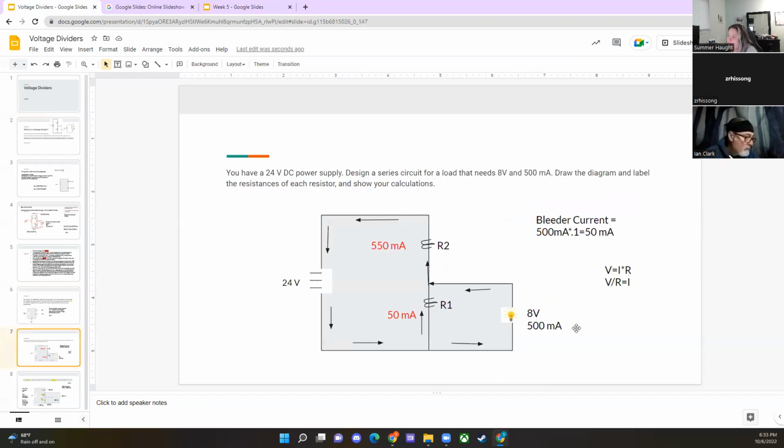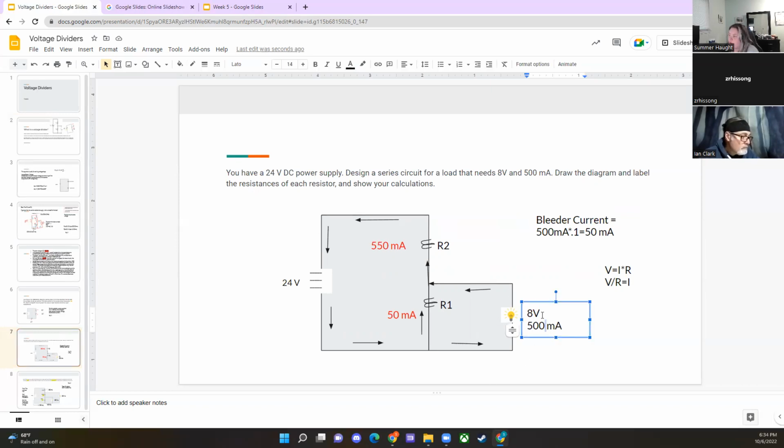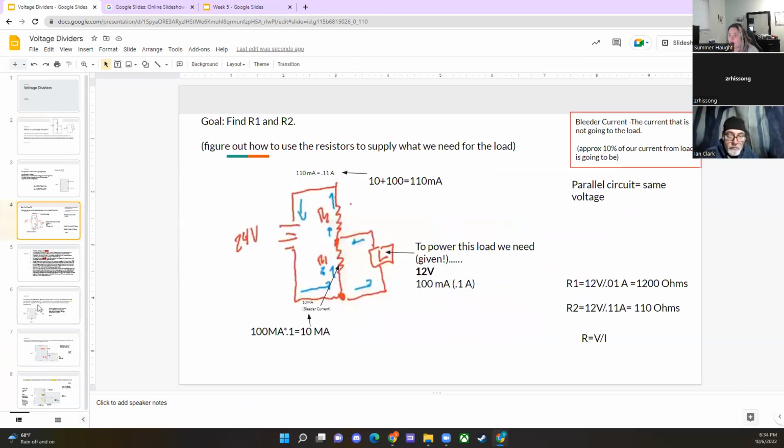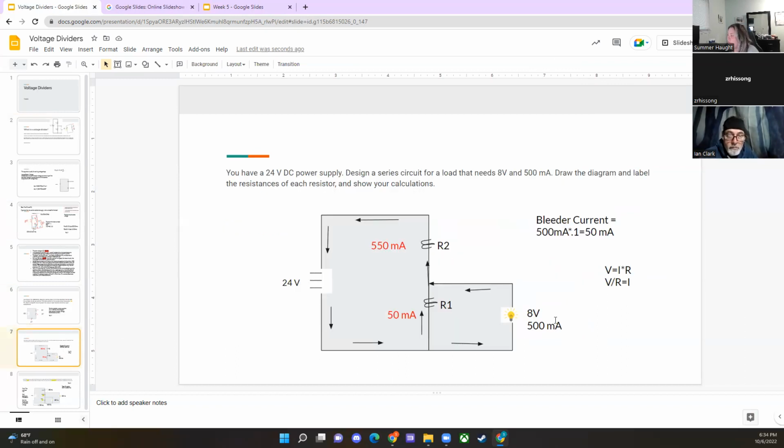Okay, so this second example on the quiz is exactly like the one I just showed you. In this example, we have a 24-volt power supply, which is again your battery, and we're given the parameters for the load that we want to light. This one's a little different because now we're given 500 mA and 8 volts, whereas this example here was 12 volts and 100 mA, but it's the same principle.